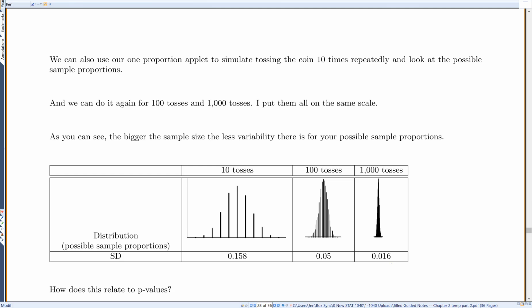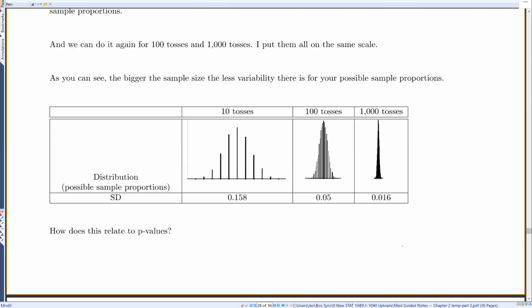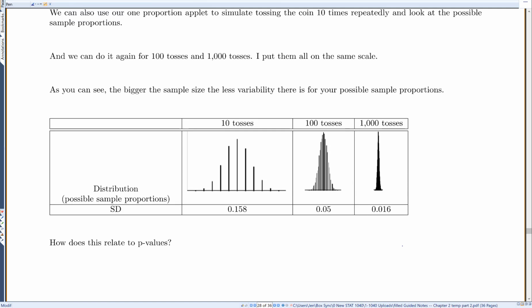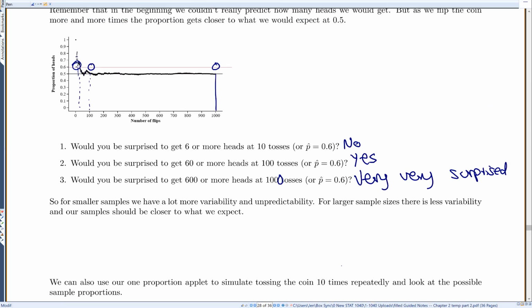So you can see as you do it more and more times, the variability of what you can get shrinks. You can have a lot of variability at 10 tosses. By the time you get to 1,000 tosses, there's hardly any variability left. And how does this relate to p-values? Coming back up, the p-value is just like, would you be surprised? At 10, would I be surprised if I got 0.6 or more? No, I wouldn't be surprised. By the time I got to 100, I'd start to be surprised. By the time I got to 1,000, I'd be very, very surprised. I'd have really, really small p-values.